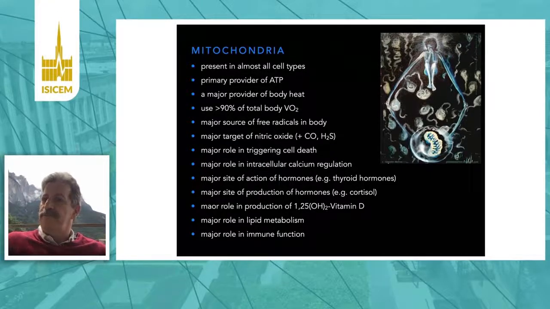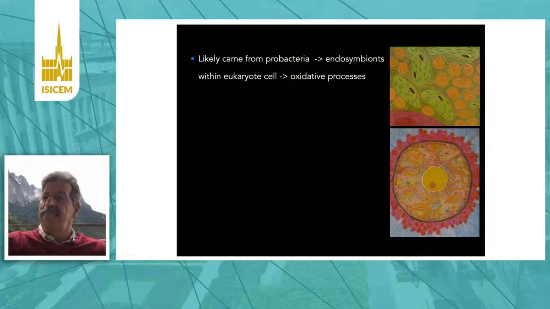Not only are they important for making hormones, but they're a site of action of hormones. So thyroid function is dictated through its modulation of mitochondrial activity. They have a major role in producing vitamin D, in lipid metabolism, and immune function. They likely came from probacteria millions of years ago, and these were incorporated into prokaryotes to make eukaryotes and generate sufficient ATP to provide the energy to allow us to become the sophisticated organisms we are today.